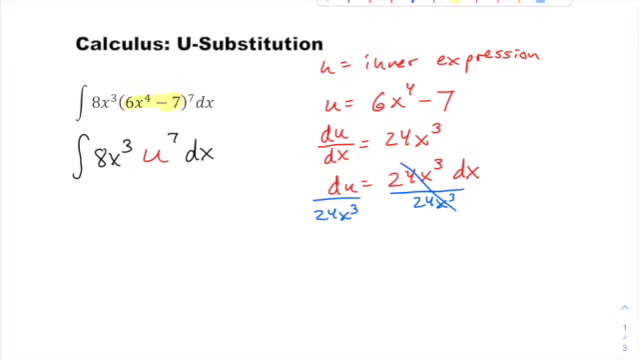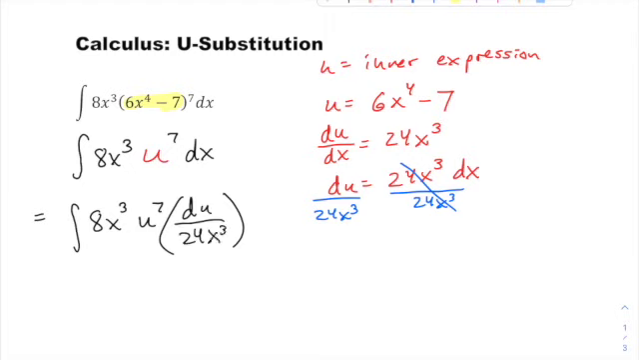And now I'm going to go to this integral here, 8x cubed. This is U to the 7th, and in place of that dx, I'm putting this expression, du over 24x cubed. And notice what's going to happen here is the x cubes are going to cancel out. That's definitely what you want to happen. There can't be any variable other than u, or whatever variable you're integrating with respect to. And 8/24 while I'm at it reduces to 1/3.